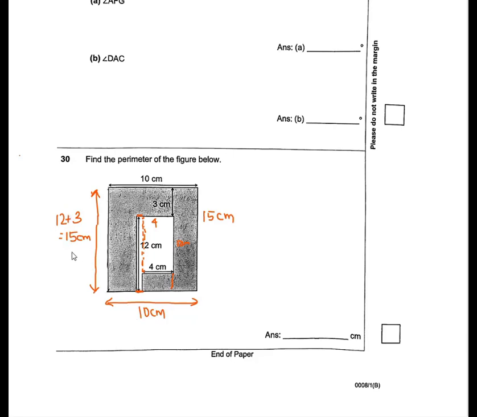This thing is 15 plus 15 plus 10 plus 10. So 15 plus 15 plus 10 plus 10. Now what about the lines inside that I need to add? This is 12. Similarly, this plus this is also 12. So I have plus 12 plus 12. Now there is a 4 here and another 4 here. So plus 4 plus 4. So that is the perimeter of this figure.